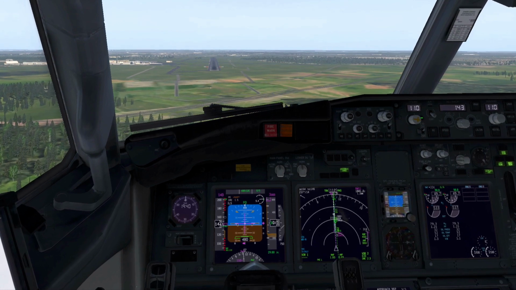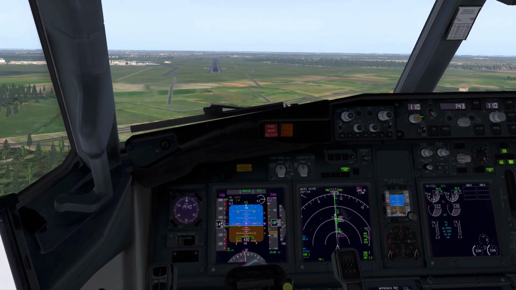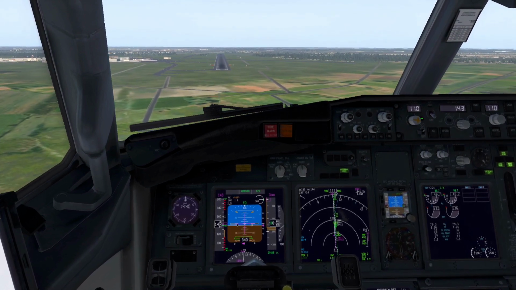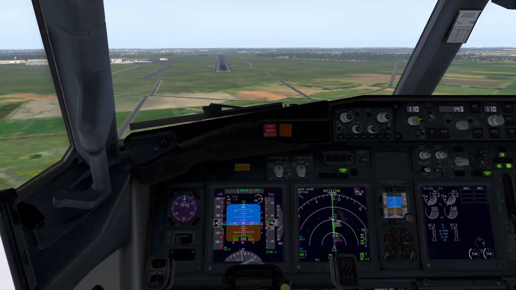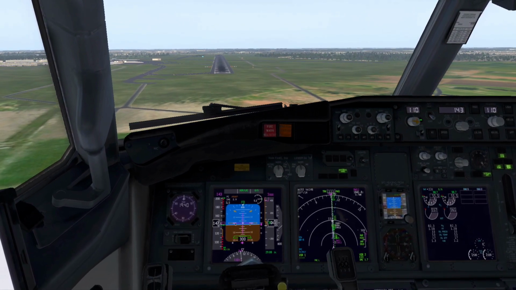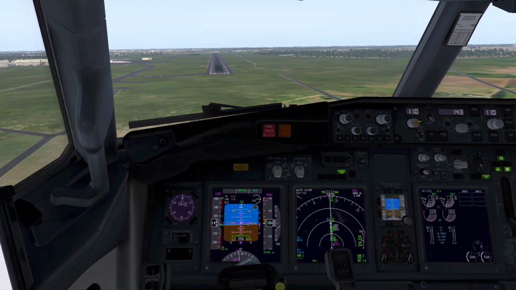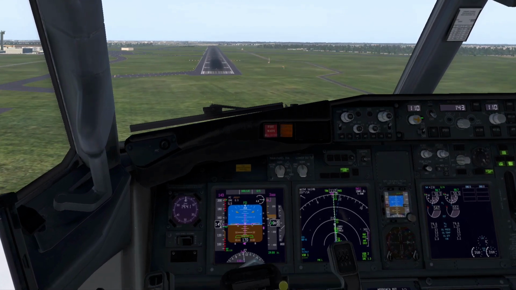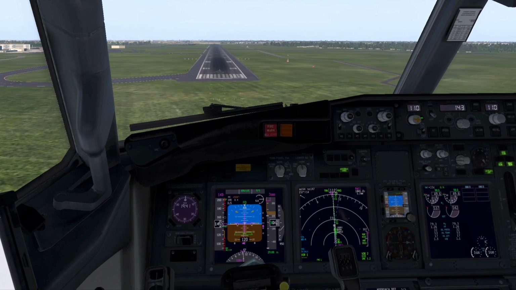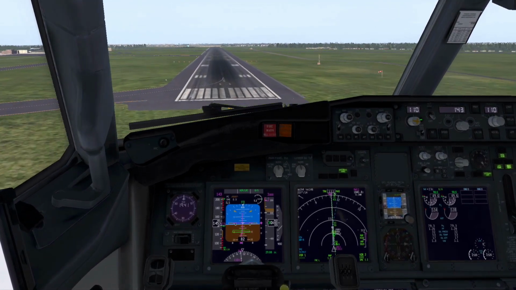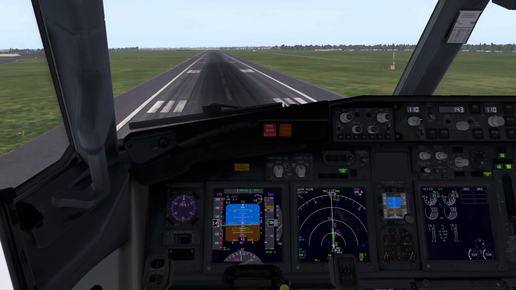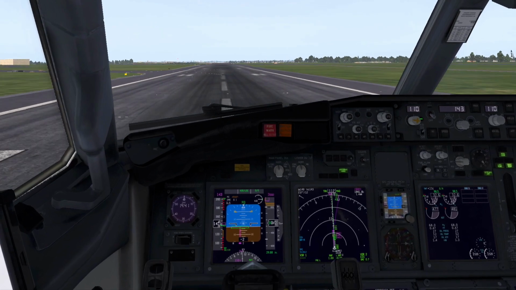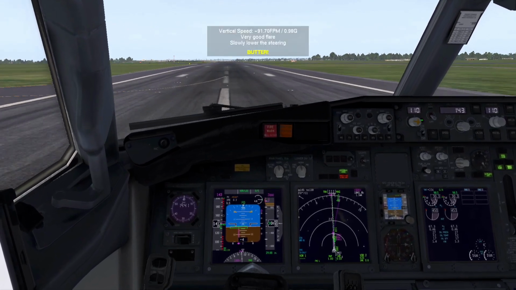500. 400. 300. Minimums. 200. 100. 50. 20. Okay, 20, flare, 10. Now let's push the left rudder, keep the airplane straight, touchdown.